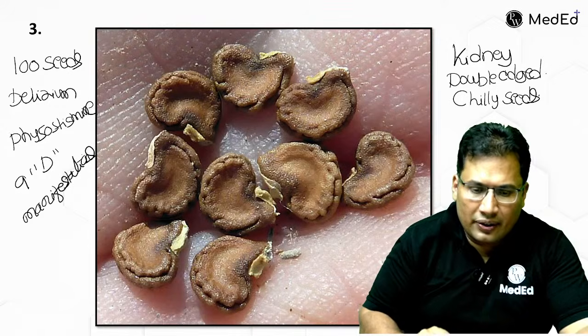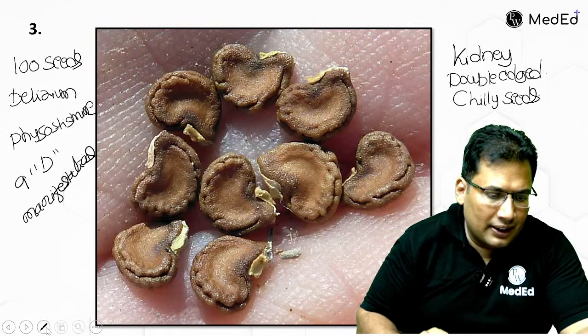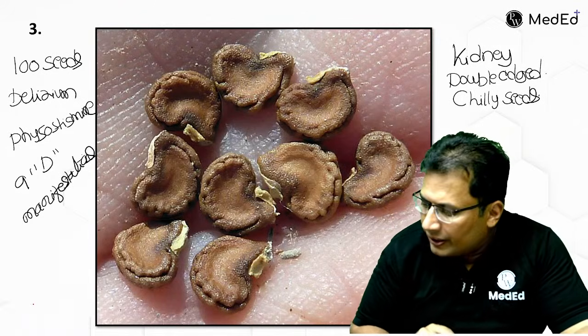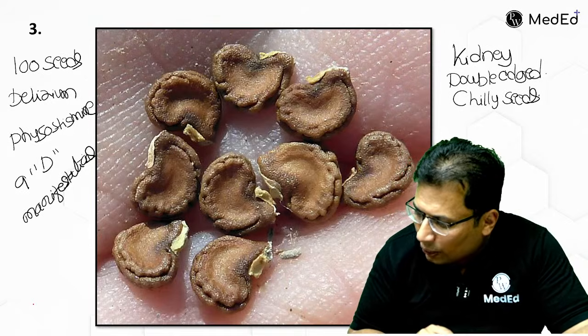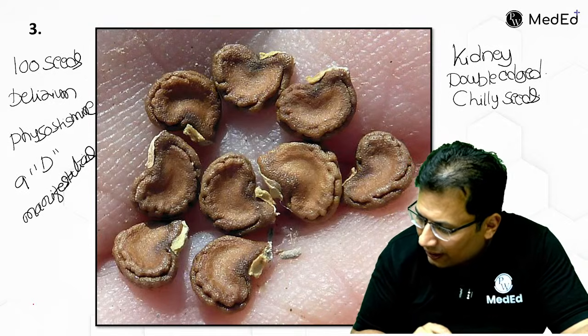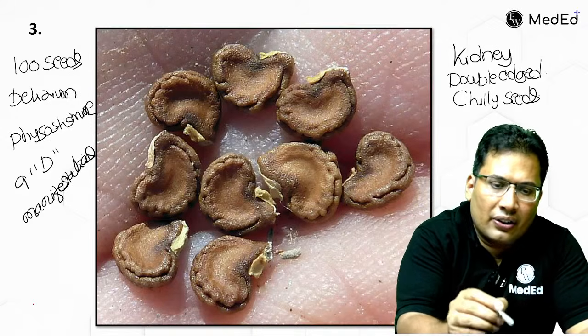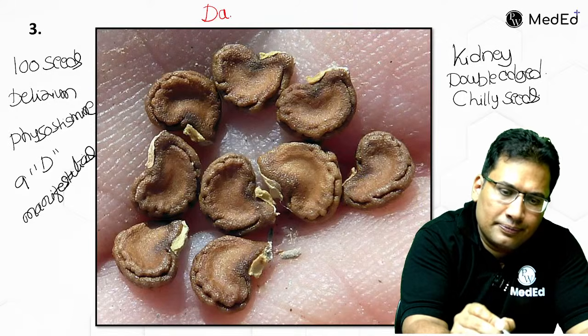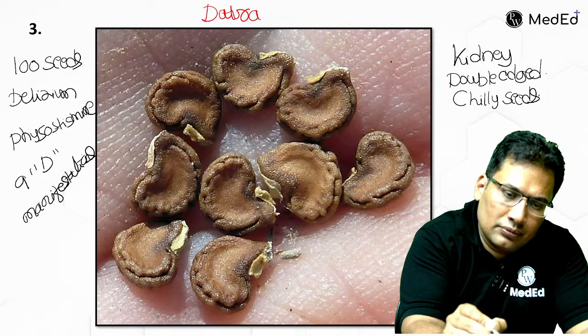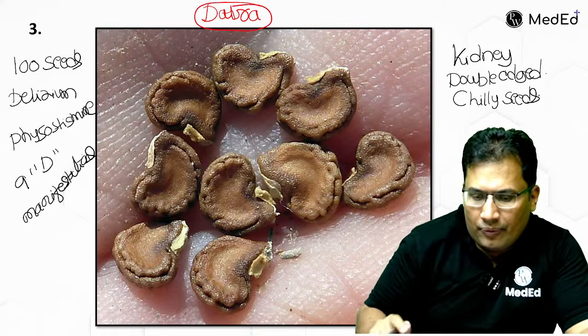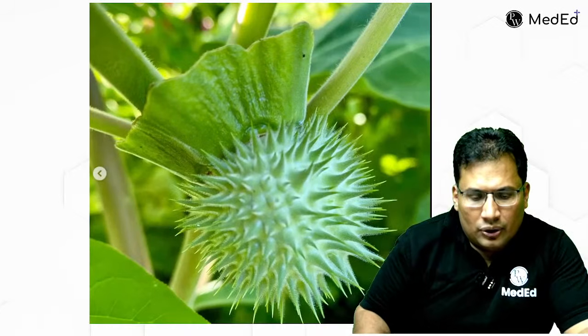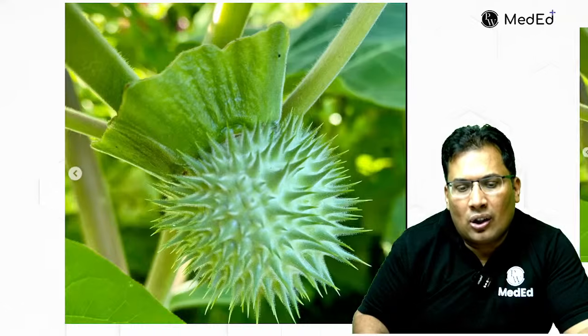What is this? So this is basically Datura. Very good. Not chili seeds. Kushal Patil and others, Soham, correct answer. This is the Datura seeds. So this is Datura fruit known as thorn apple.